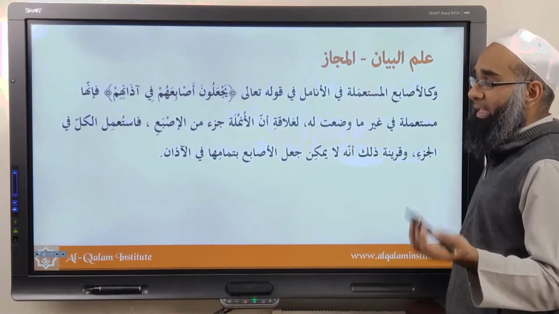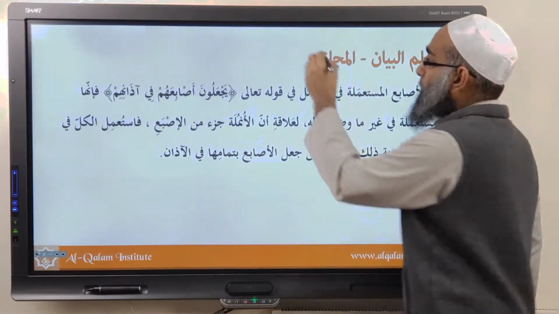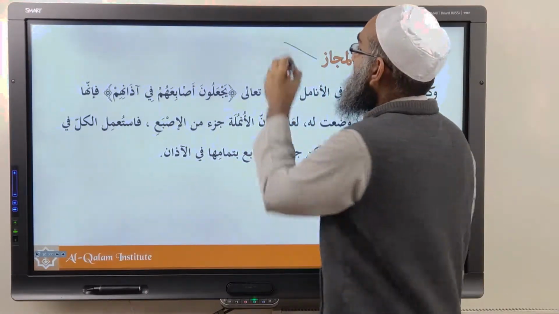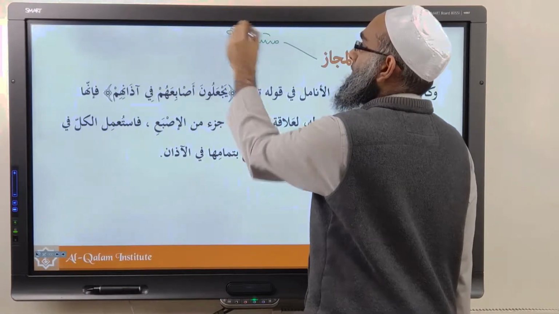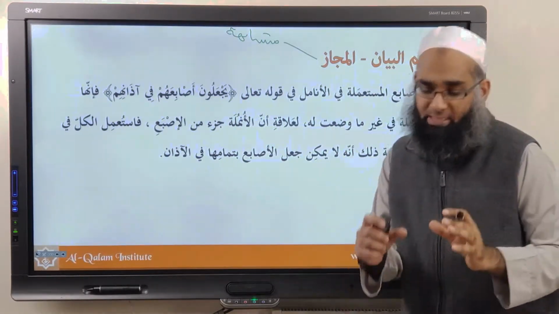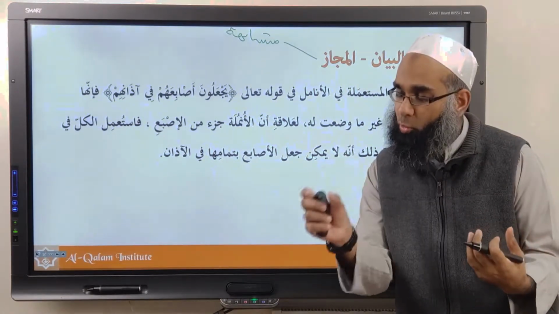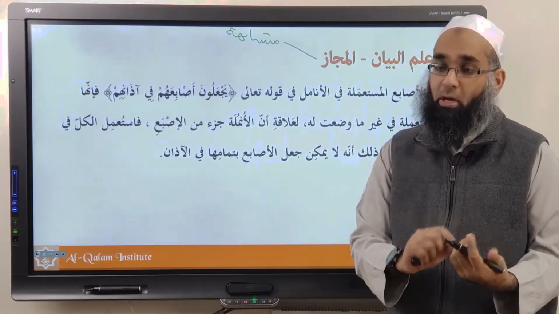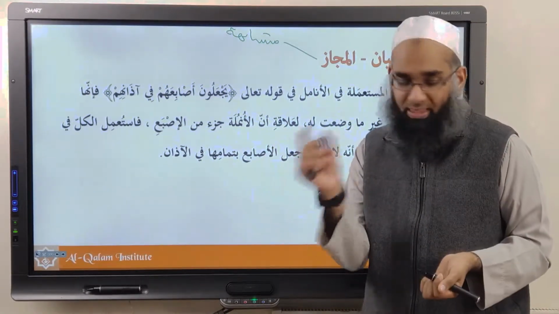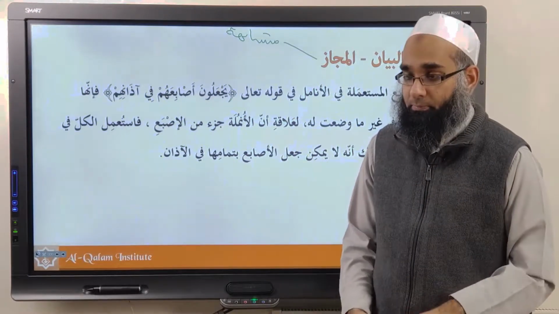Now, what he's saying here is one type of majaz. If you look at majaz, there are 2 types. One is where the ilaqa is mushabaha. What's the ilaqa? Mushabaha. Meaning the reason we move from durar to kalimat, how did we use durar, pearls, in the meaning of eloquent words? Because they both resemble each other.